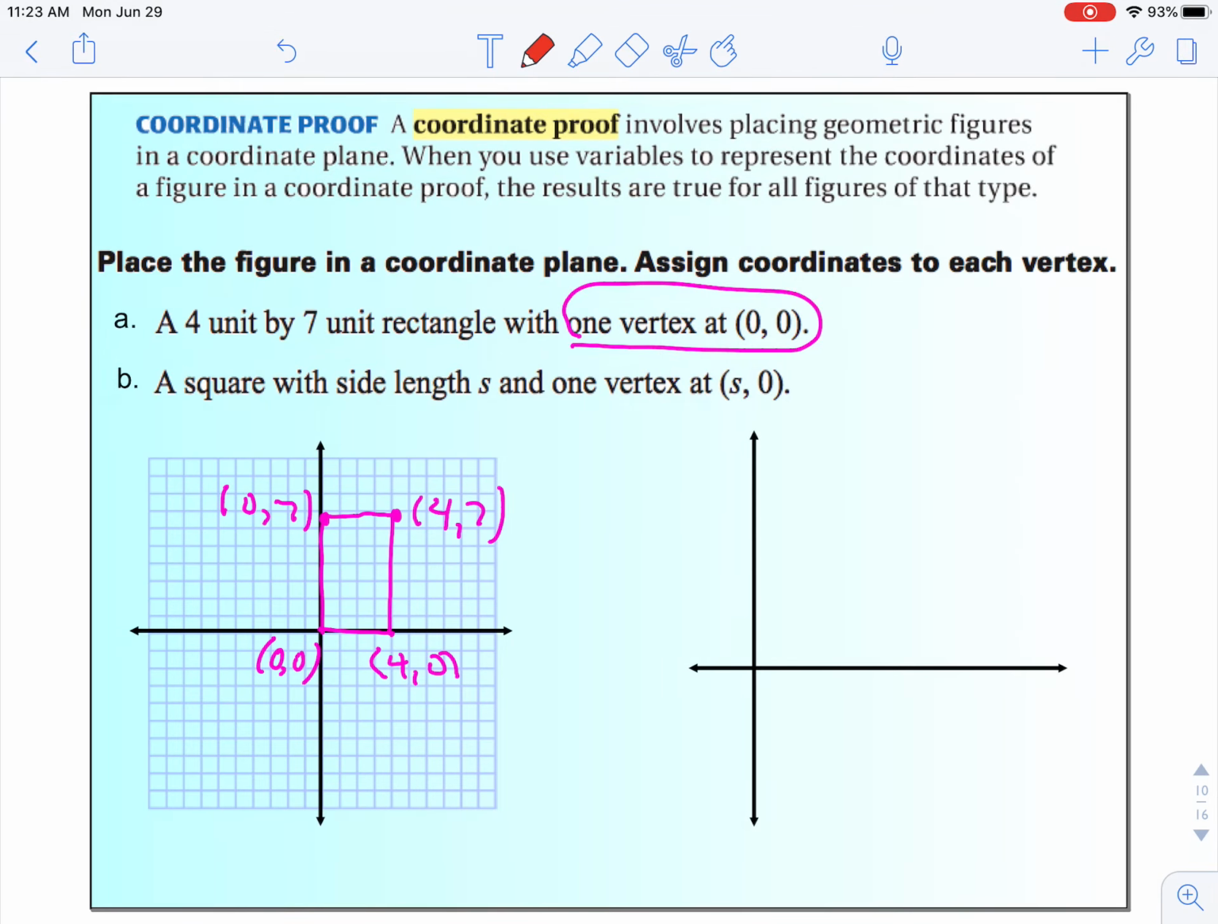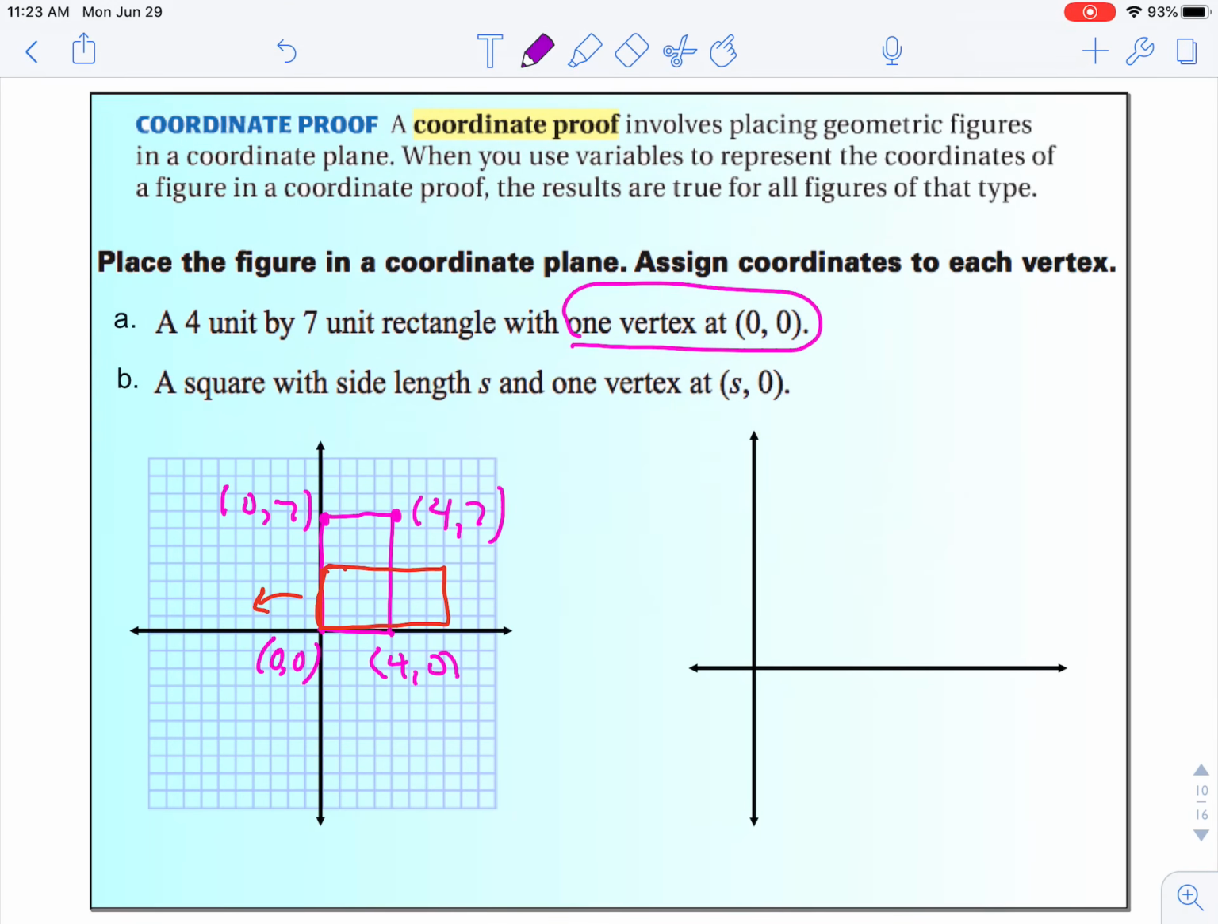We could have placed it this way, where this was 4, and we went out 7, and that would be another way to do it. So we could have also flipped it and put it over on this side, but this was just one example. But again, the key is we want one vertex to be 0, 0.